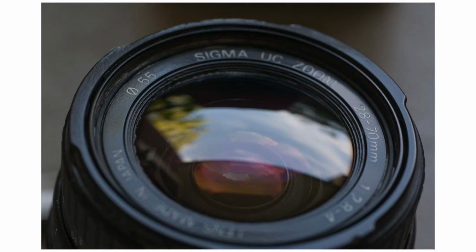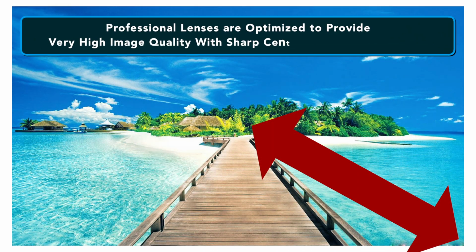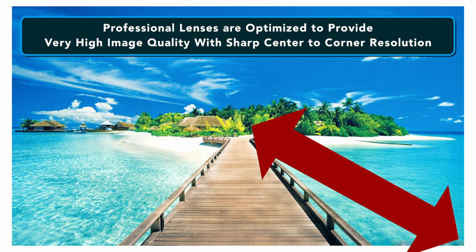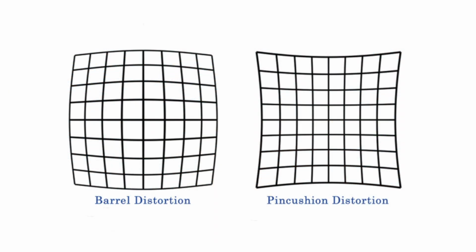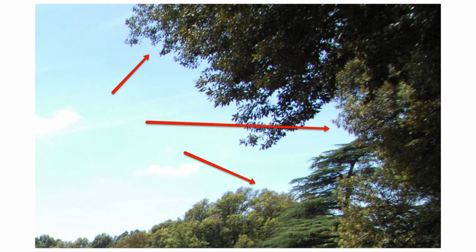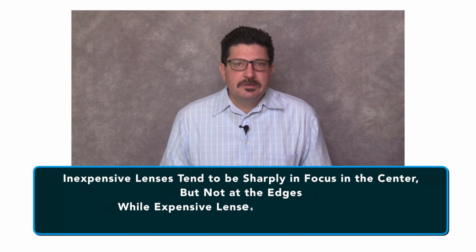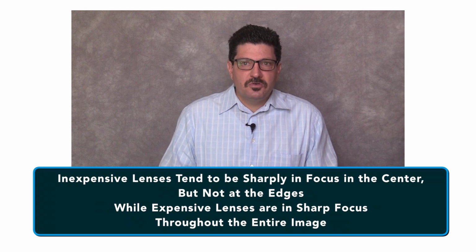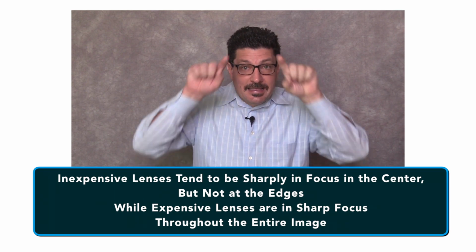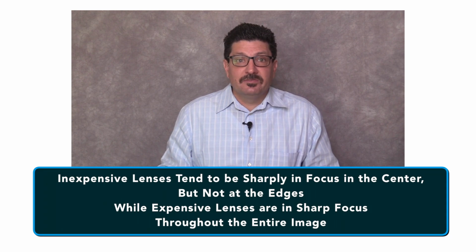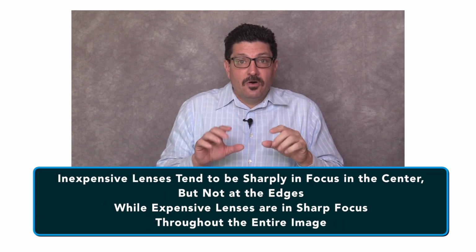Now, number 5 is image quality, or in layman's terms, sharpness and contrast. Thanks to complex optical designs, professional lenses are optimized to provide very high image quality with sharp center-to-corner resolution. Special attention is given to reduce various optical problems and aberrations such as distortion, chromatic aberration, and vignetting visible in less expensive lenses. In short, cheap lenses tend to be sharply focused right in the center, but not on the edges, while expensive lenses are sharp in focus throughout the entire image.